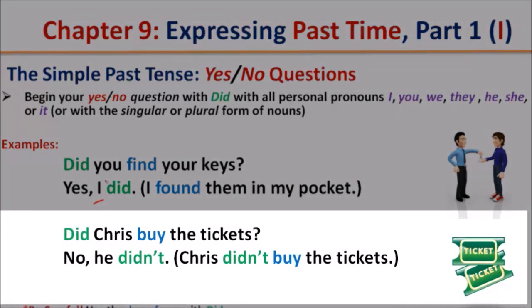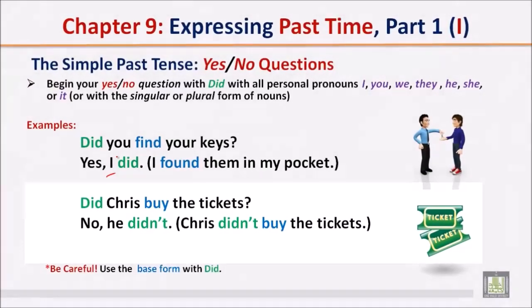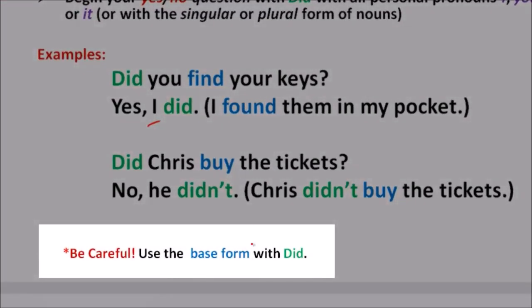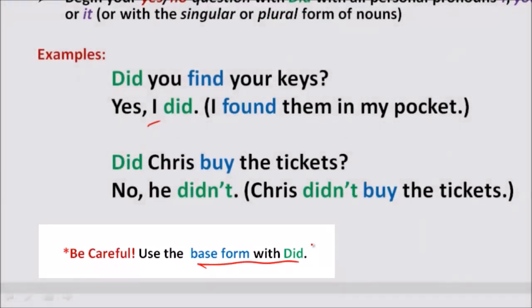Did Chris buy the tickets? No, he didn't. Chris didn't buy the tickets. Be careful. Use the base form with did.